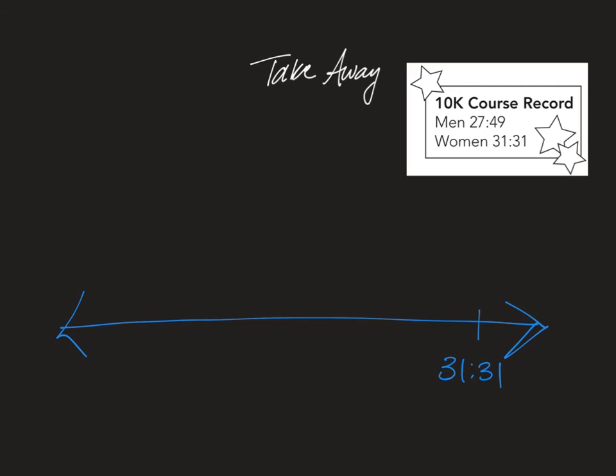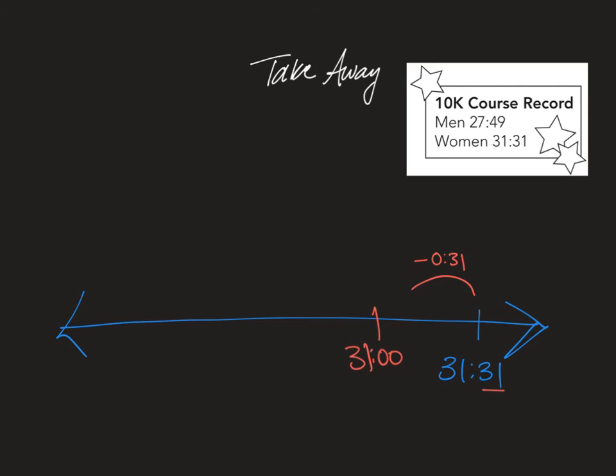So if I take away, again, I want to work to friendly numbers here. If I take away 31 seconds, that's going to take away this 31 seconds and leave me with 31 minutes and 0 seconds.